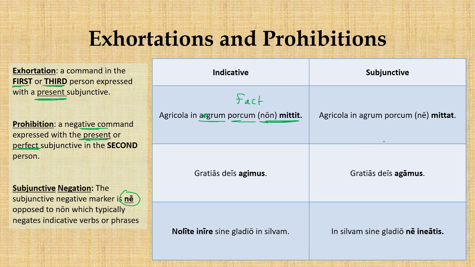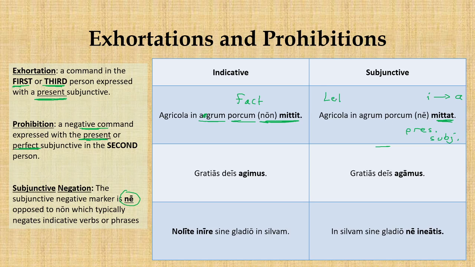But then when we look in the subjunctive section, we see when we change our verb to mittat, the present subjunctive. Note that it's just the I changes over to an A, and that gives us our subjunctive. This actually changes the game a little bit. It definitely has a different meaning than the indicative version. So the farmer, may he send, or let him send a pig into the field.